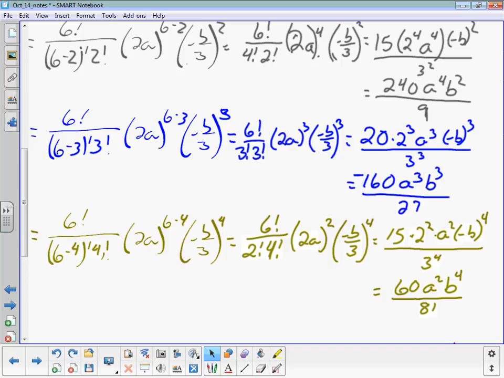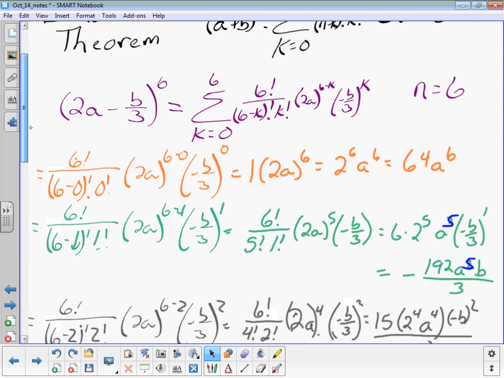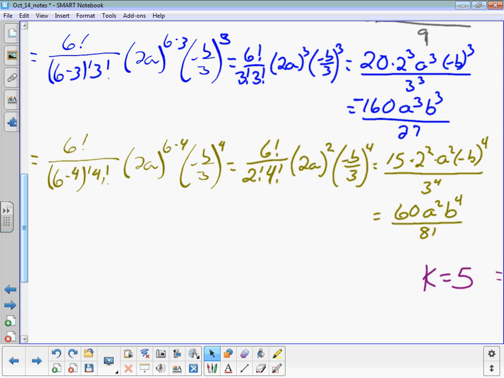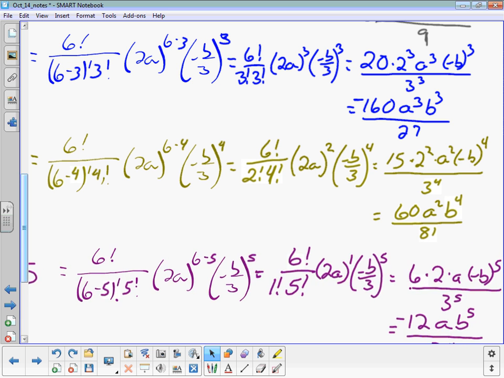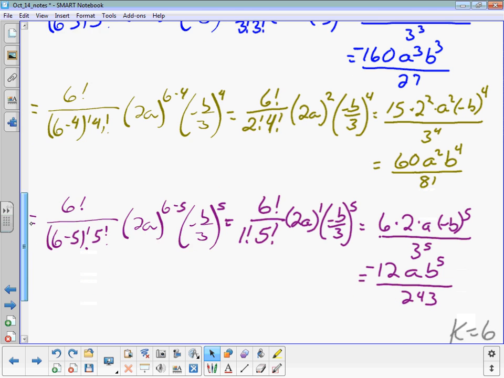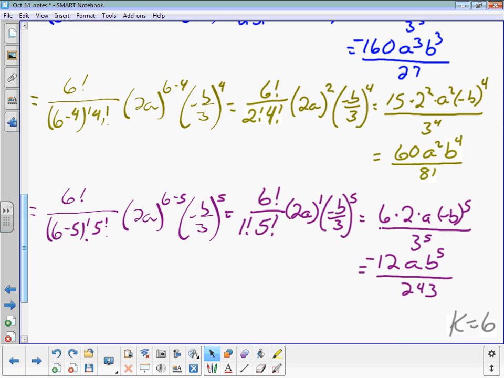Now, are we done? No, because the formula said we had to go all the way up to when k was 6. So I've got to do k equals 5. I put the 5 into the formula for the k. I run it through, clean it up a little bit. After I do all the cleanup, I get a negative 12 a b to the 5th over 243.